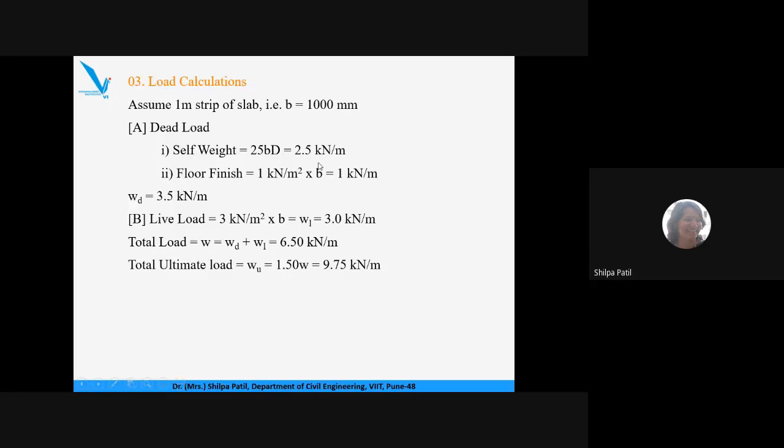Floor finish we always assume as 1 kilonewton per meter square, which is per meter square area. We have to find the load in terms of UDL, so multiplying by the width, we get 1 kilonewton per meter as the floor finish. So the total dead load, comprising self weight and floor finish, is equal to 3.5 kilonewton per meter. Is it clear, these calculations?